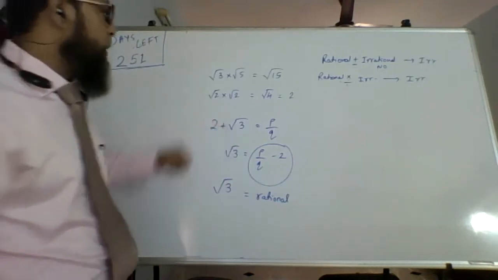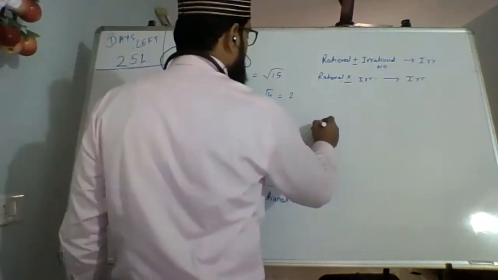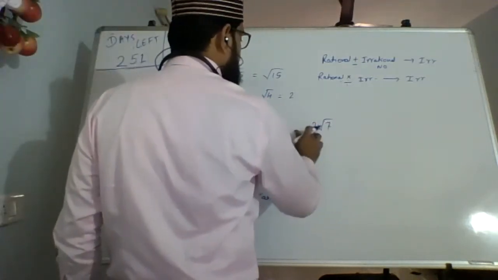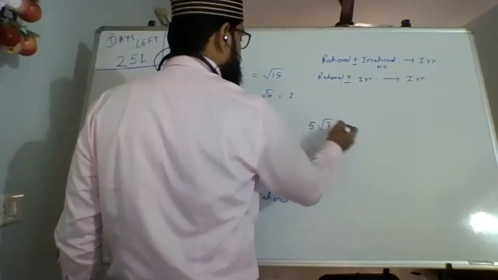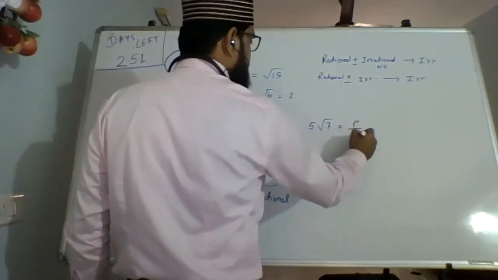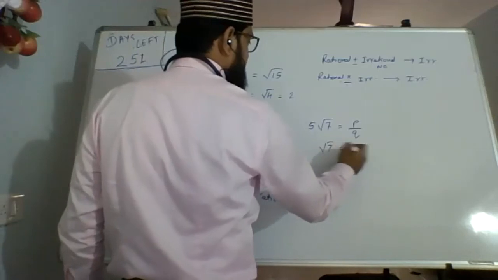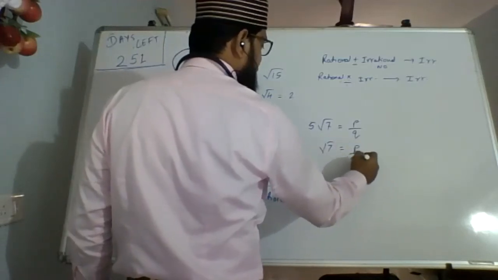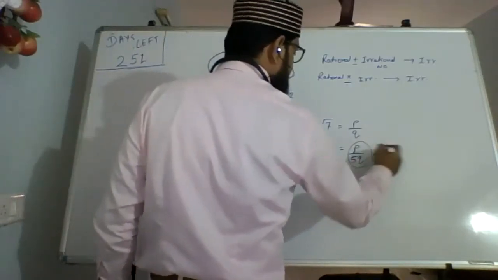Same thing goes for multiplication, for example 5 root 7. Again we'll say let it be P upon Q. So root 7 equals P upon 5Q. Now again this is rational.